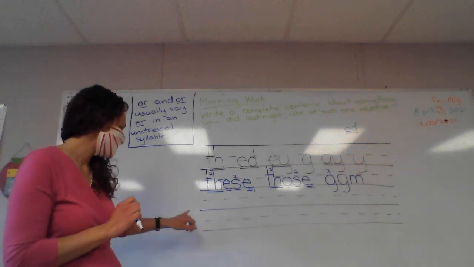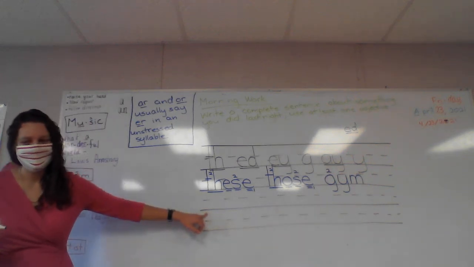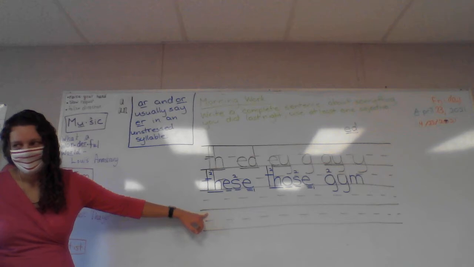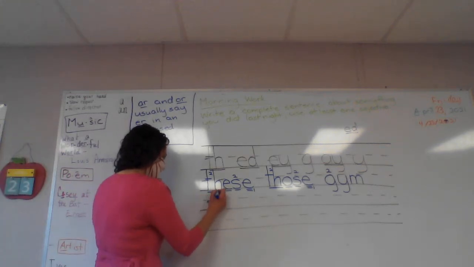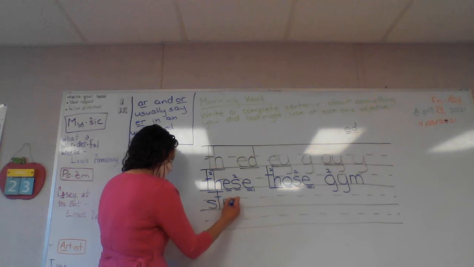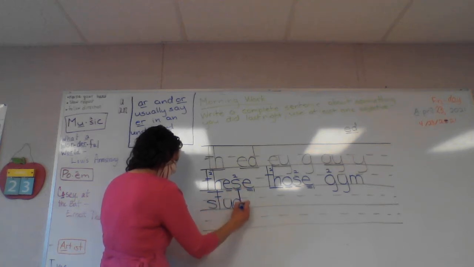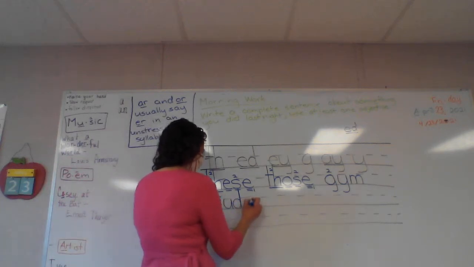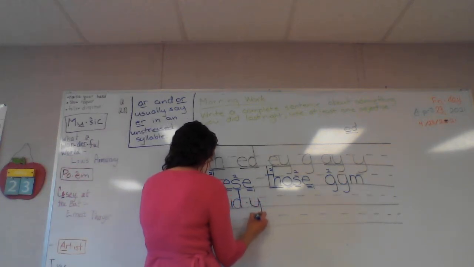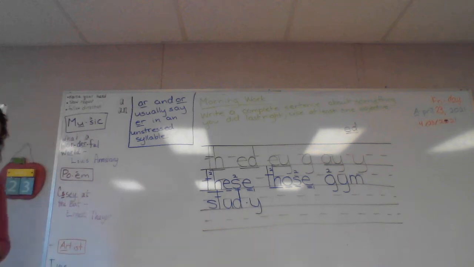Put your finger under the first phonogram in that word. What is it? E. Which E is it? Y-A-I-E. Good, yeah. I-E. Make sure yours looks like this.